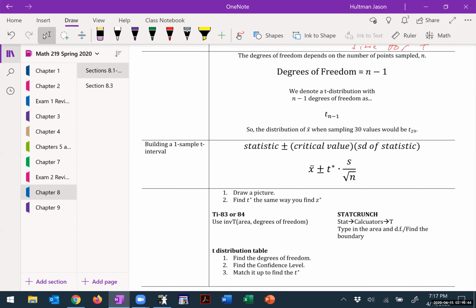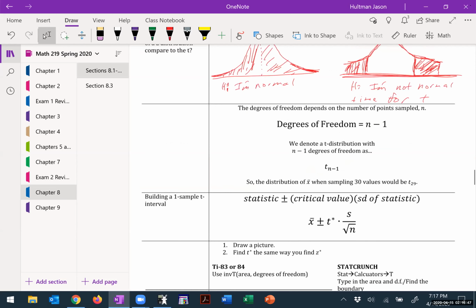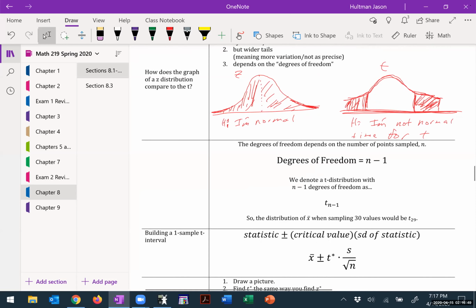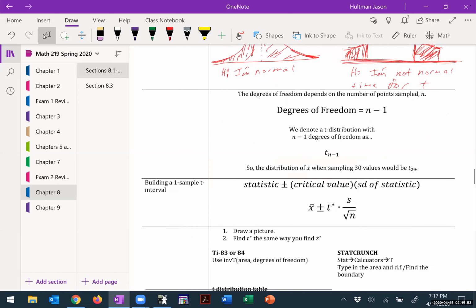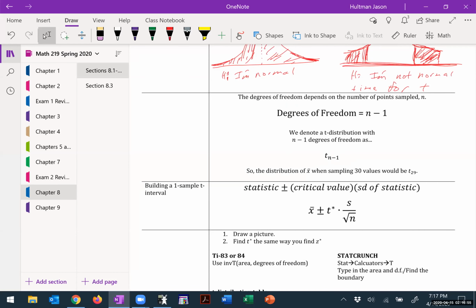So anyway, I digress. Get it? Z and T, different distributions. I apologize for that.